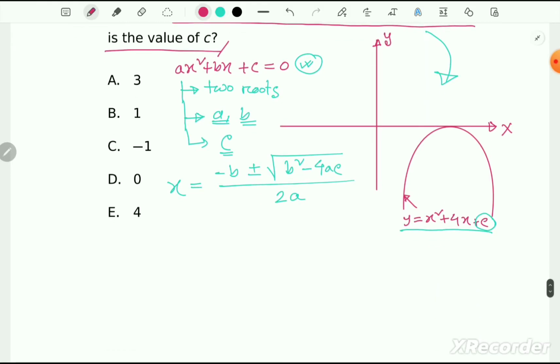And if you look closely, this b square minus 4ac is actually the main factor by which we can understand whether the root is positive or negative or equal or a complex number. So this b square minus 4ac tells us the characteristics of the roots, and this is called the discriminant. It is expressed by d. So d equal to b square minus 4ac.